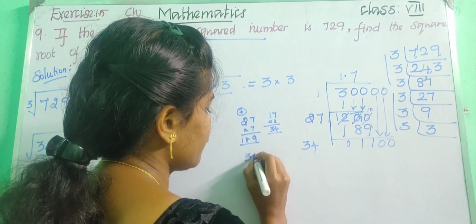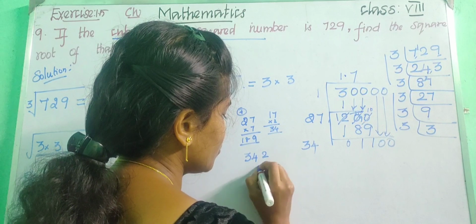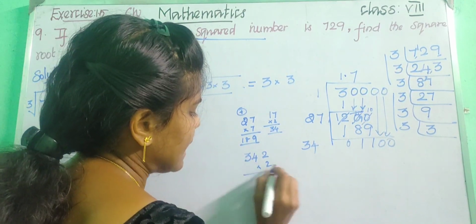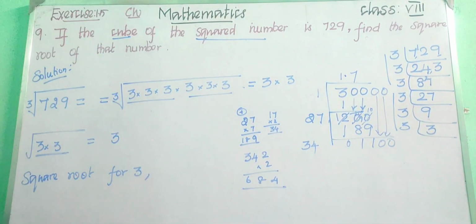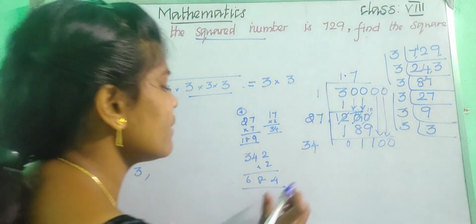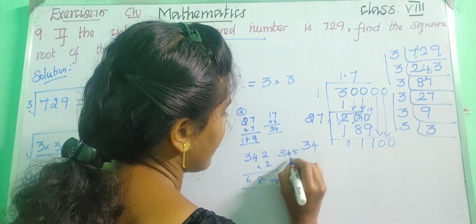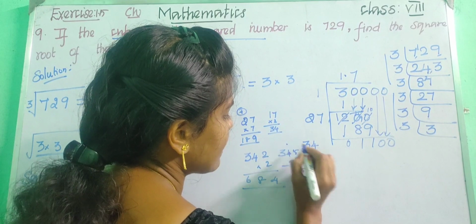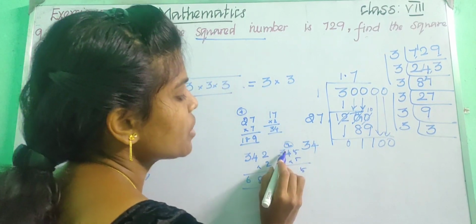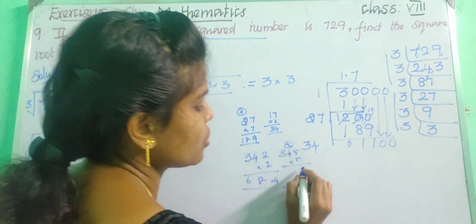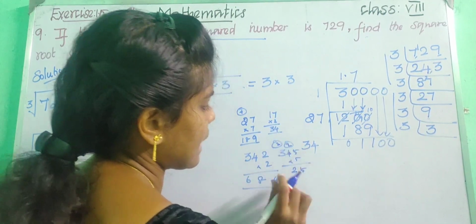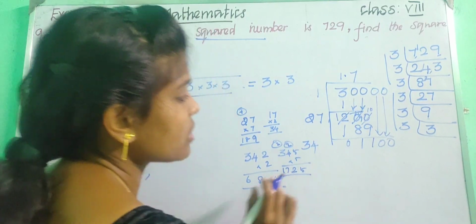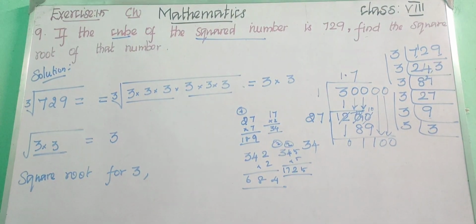So now let us check. So 34 into 2. 2 2s are 4. 4 2s are 8. 3 2s are 6. Now we got 684. Let us check with 5 and 5. So 3 4 5. 5 5s are 25. 4 5s are 25, so 2 as the carry. 4 5s are 20. 20 plus 2, 22. So 2 as the carry. 3 5s are 15, 16, 17. Now we got 1725.